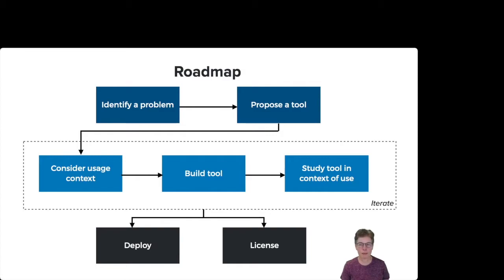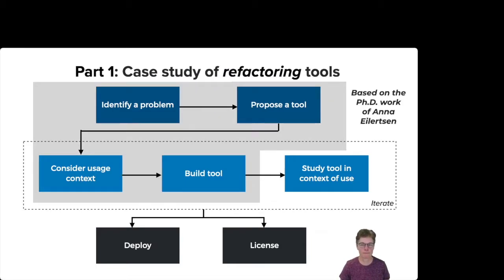Here's a roadmap as to how we can consider usability and usefulness in software tool research that also serves as a roadmap for this talk. In the first part of the talk, we'll walk through these steps highlighted in gray to look at how tool development starts with identifying a problem. Then a tool is proposed, and then we need to iteratively consider how that tool will be used, build the tool, and then study if the tool indeed works for developers.